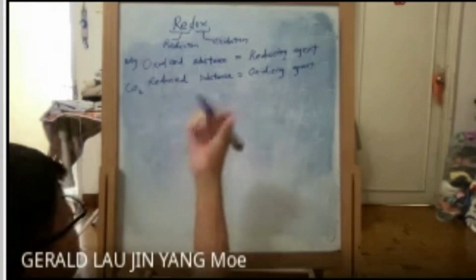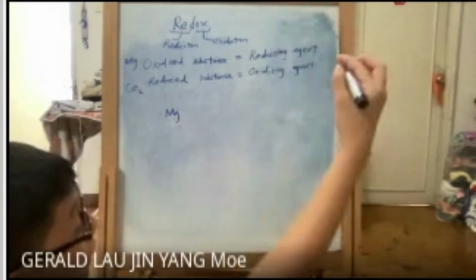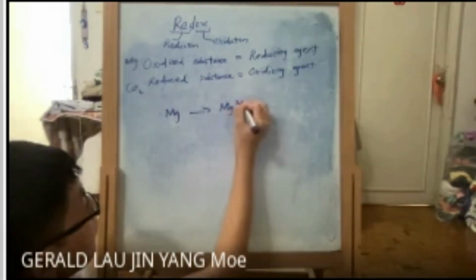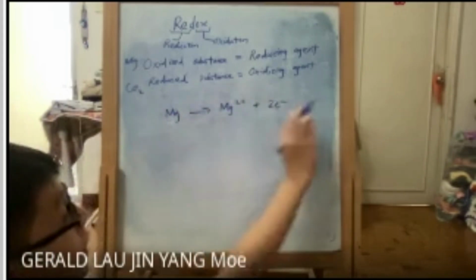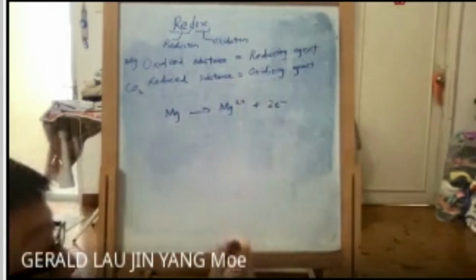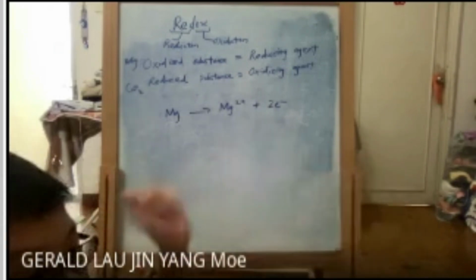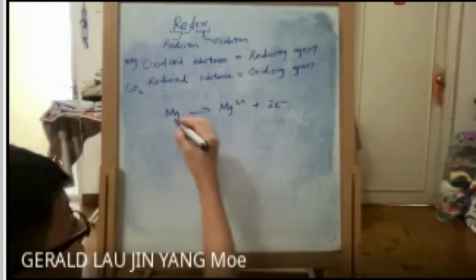When a reactant, let's say your magnesium atom, loses the electrons, that means it becomes magnesium ion plus 2e-. You lose electrons, so it becomes an ion. This is called oxidation. You undergo oxidation, you lose the electron. Whereas for reduction, you will gain the electron.